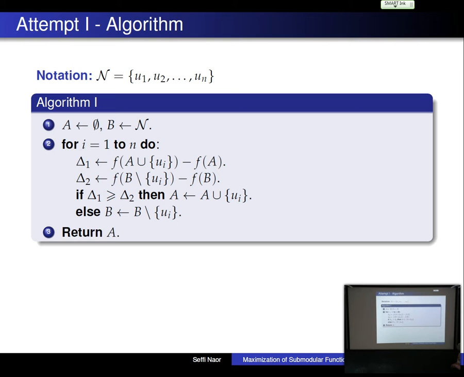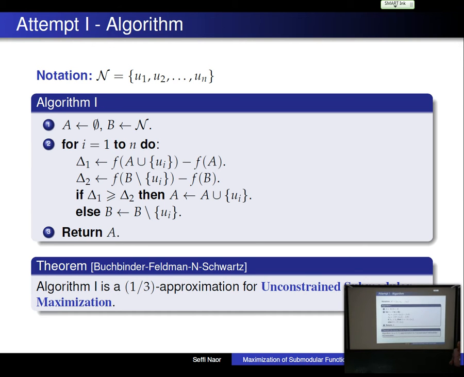It is summarized here in this pseudocode, but I think it's pretty clear. This is a deterministic algorithm, and the claim is that this gives a 1/3 approximation for the unconstrained problem. So let's quickly go over the proof.